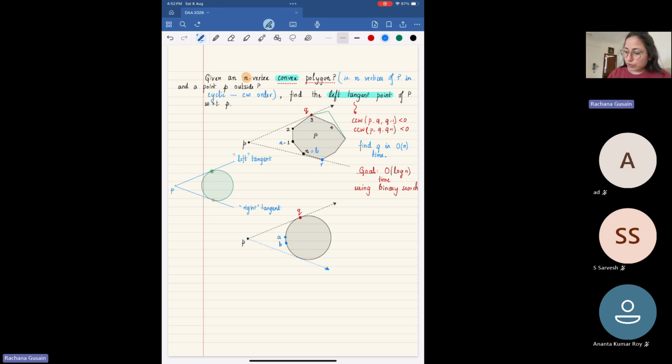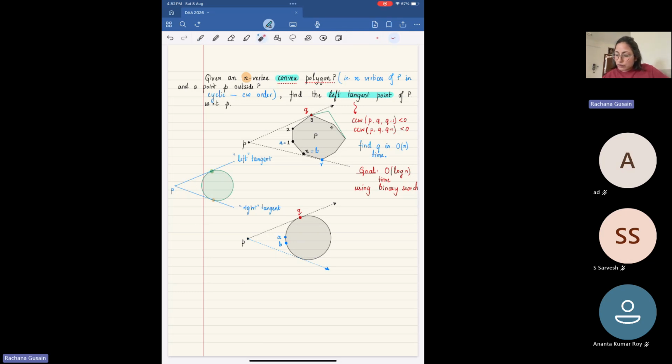Since these points are ordered in cyclic order, if I want to apply binary search, I'm just going to look at the middle index. This is index 1, this is index n, so I look at the point at index n by 2. That is what we do in binary search, right? The first step of binary search. Let me call that middle index C.